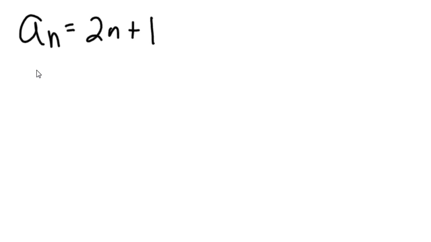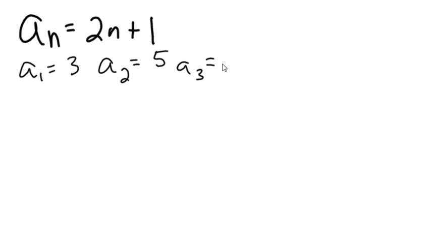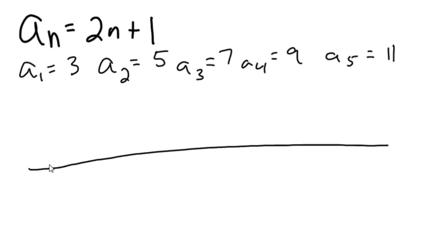Number line, let's see, a sub 1. Well, that equals 2 times 1 is 2 plus 1 is 3. A sub 2 is equal to 4 plus 1 is 5. A sub 3 is equal to 7. A sub 4 is equal to 9. A sub 5 is equal to 11. Well, if we graph these on a number line, we can see pretty clearly that, well, here's 0.